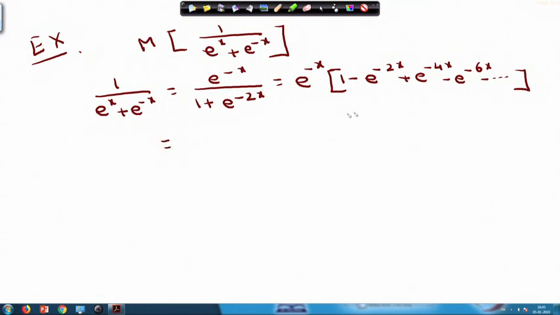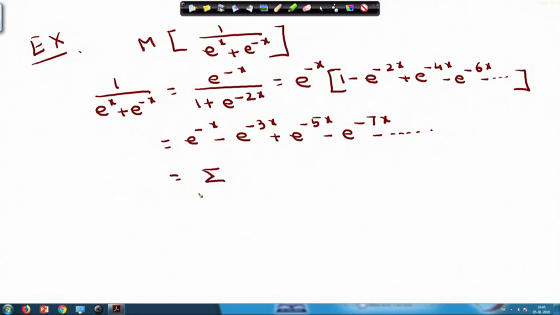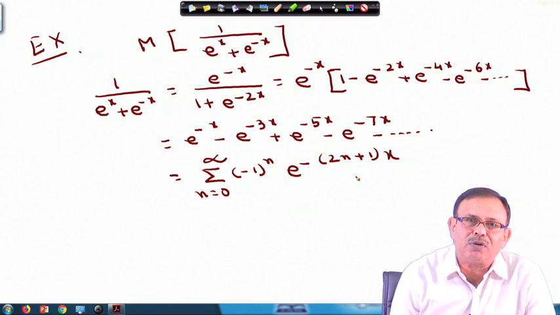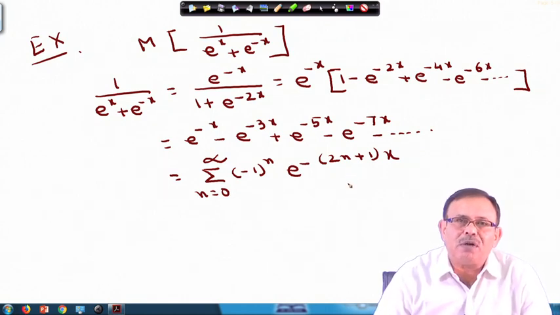And this equals, if I multiply e to the power minus x with this series, e power minus x minus e power minus 3x plus e power minus 5x minus e power minus 7x, like this way I will continue. And this I can write down in terms of series summation n equals 0 to infinity, minus 1 to the power n into e power minus twice n plus 1 into x. So, if you see, whenever n is equal to 0, you are getting the first term, minus 1 to the power 0, that is 1, e power minus x.